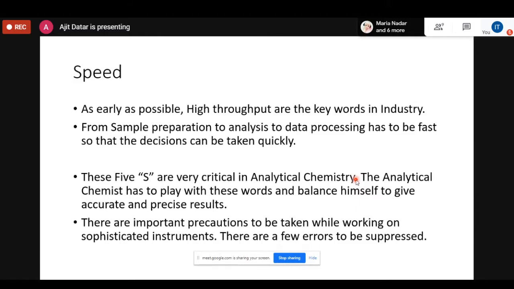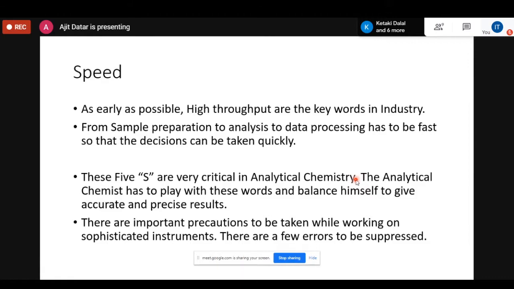It is not so important in research institutes or in academics, but slowly it is getting into that because they know the urgency of the research which they are doing. They have to publish their work. Otherwise, if somebody else does that work earlier than him, he will lose the advantage and he will not be able to produce his work. So the speed of analysis, high throughput is very, very important.